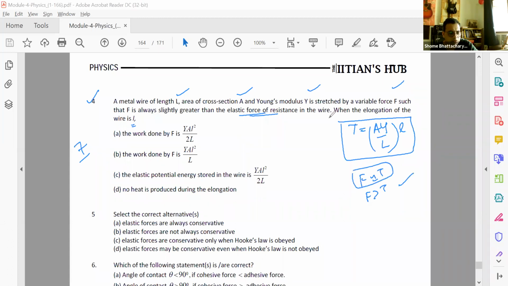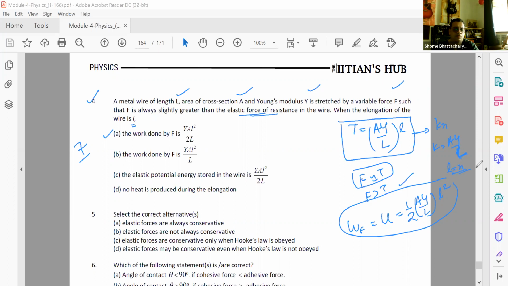So when the elongation is l, the work done by F will be equal to the potential energy stored. It's slightly greater, so you can just take it as equal. So the work done by F will be equal to the potential energy stored, or the work done against the tension. That will be half AY by L into small l square. Now you can just relate this: this is equivalent to a spring constant of AY by L, and the extension is equal to small l. So I hope, Nikita, this question is clear now.